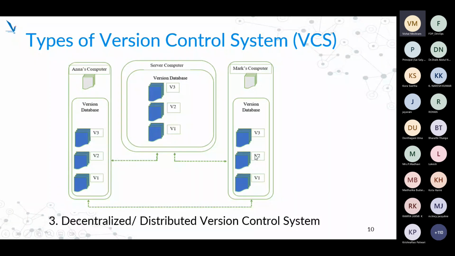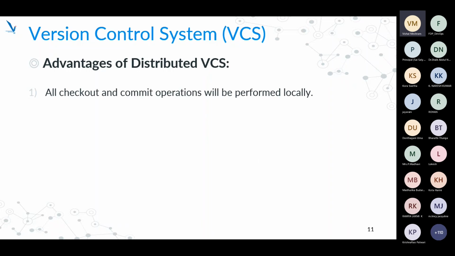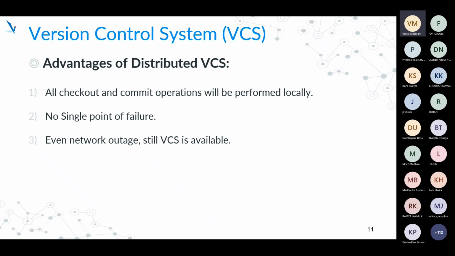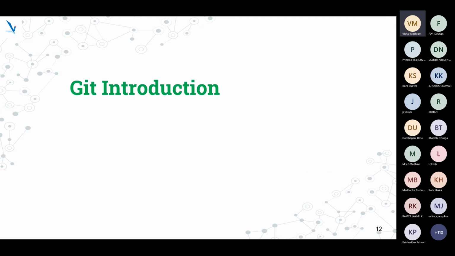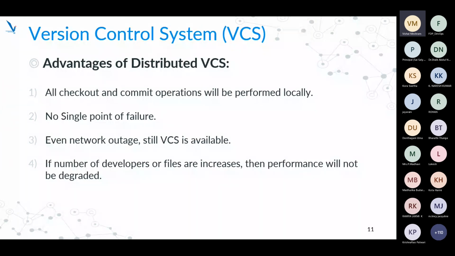Okay, and these are the advantages of your distributed version control system. All checkout and commit operations are performed locally, with no single point of failure. Even if there is a network outage, your VCS is available because it is downloaded on your local machine. So this is all about the version control system, centralized and distributed. I hope this point is clear.